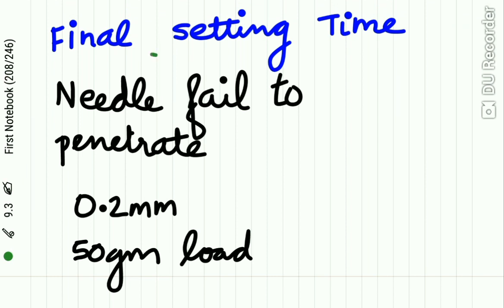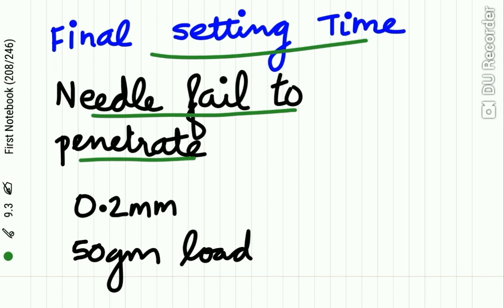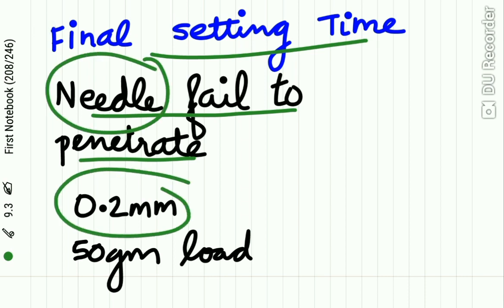Now, the final setting time is the time when the needle fails to penetrate. A needle of a specific dimension fails to penetrate more than 0.2 mm under the load of 50 grams.